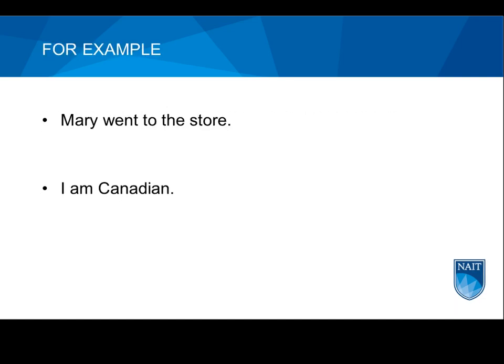Let's look at these two sentences as examples. The first sentence says, "Mary went to the store." We have the subject, Mary, the verb, went, and the idea expressed in the sentence is complete. The second sentence, "I am Canadian," has the subject, I, and the verb, am, and again, the sentence makes complete sense. The idea is complete in the second sentence as well. Both of these sentences are examples of full and complete sentences.